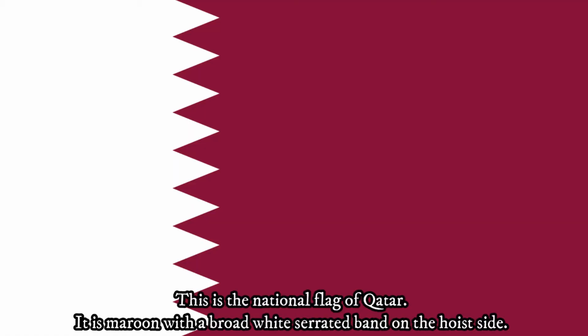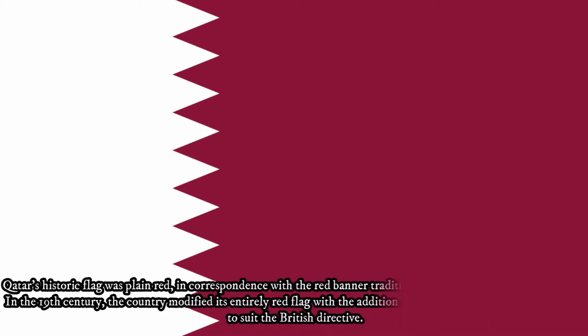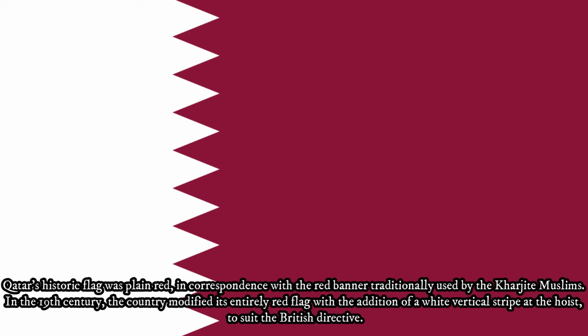This is the national flag of Qatar. It is maroon with a broad white serrated band on the hoist side. Qatar's historic flag was plain red, in correspondence with the red banner traditionally used by the Kharjite Muslims. In the 19th century, the country modified its entirely red flag with the addition of a white vertical stripe at the hoist, to suit the British directive.